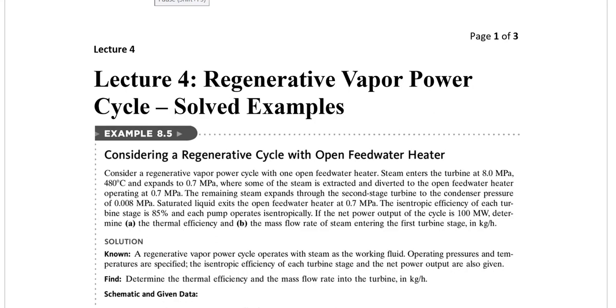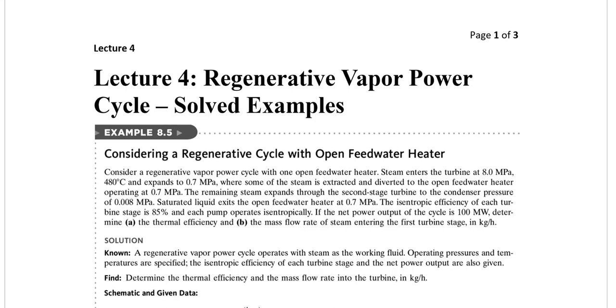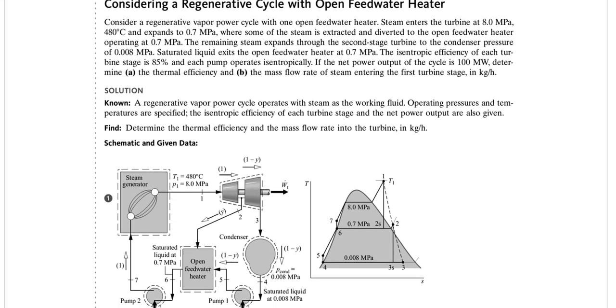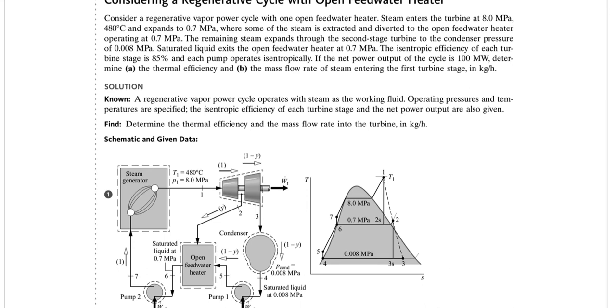Lecture number 4, Regenerative Vapor Power Cycle, and we will be solving some examples. Consider a regenerative vapor power cycle with one open feed water heater. Steam enters the turbine at 8 megapascal and 480 degrees centigrade and expands to 0.7 megapascal, where some of the steam is extracted and diverted to the open feed water heater at 0.7 megapascal.